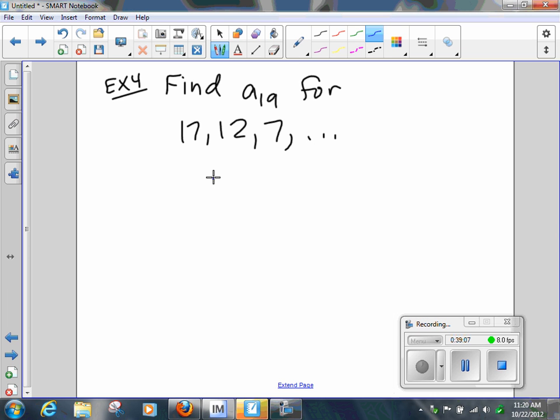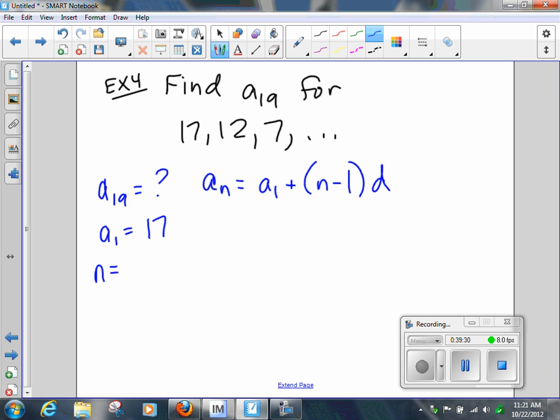What's the only thing we have at our disposal? This formula. If I write it enough, I'm going to memorize it. What are we given? Well, we have to find our 19th term. Do we have our a sub 1? What is it? 17. Do we have our n? 19. And I'm getting that from right up there. And then our difference. What's our difference? Aha. It's negative 5. Why did you use negative 5 and not positive 5? Because the sequence is decreasing.